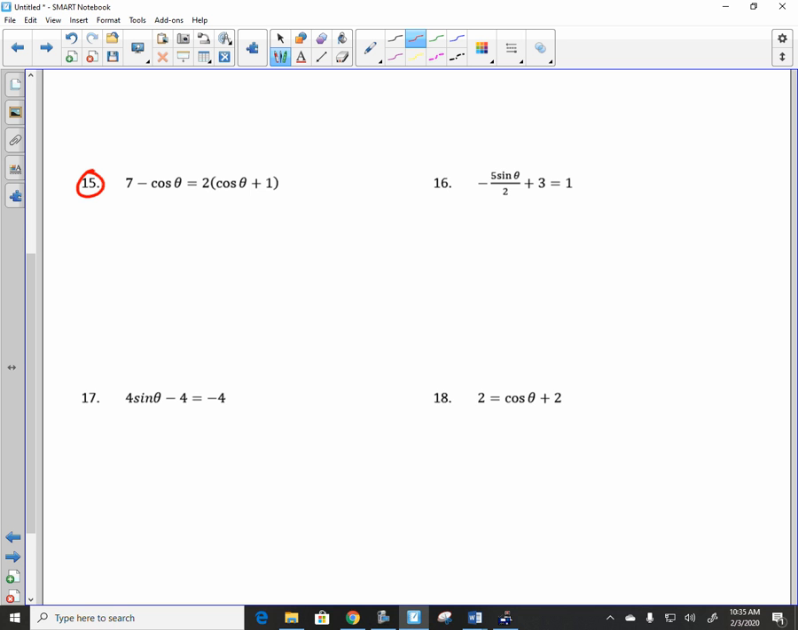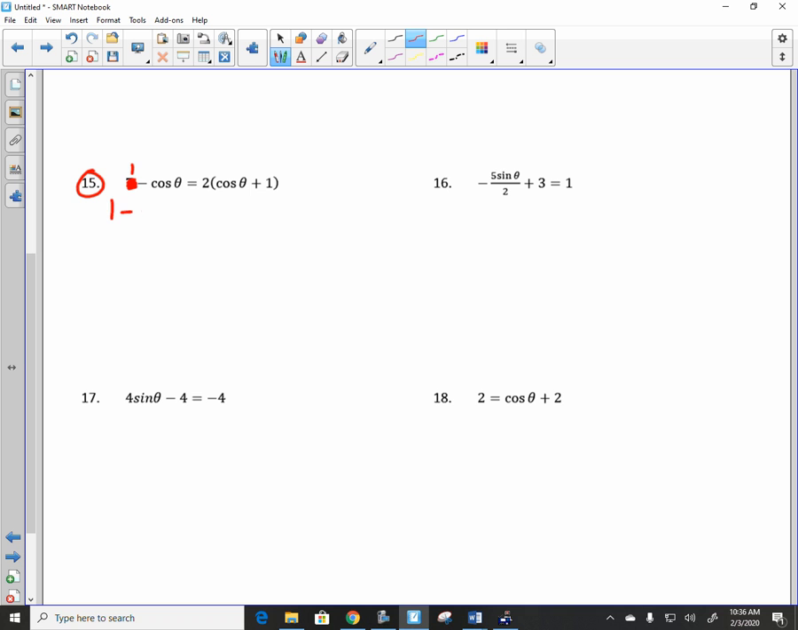We'll do number 15. Distribute the 2. We have 7 minus cosine of theta is equal to 2 cosine of theta plus 2. I'm going to subtract that 2 cosine of theta. Actually, you know what, folks? Looks like this problem would work out a lot better if this, instead of a 7, was a 1. Sorry about that. Otherwise, it doesn't have a solution. Sorry, I wrote a bad problem there.